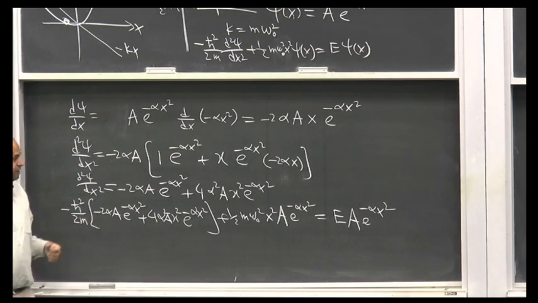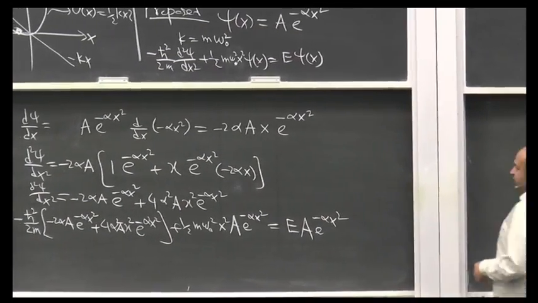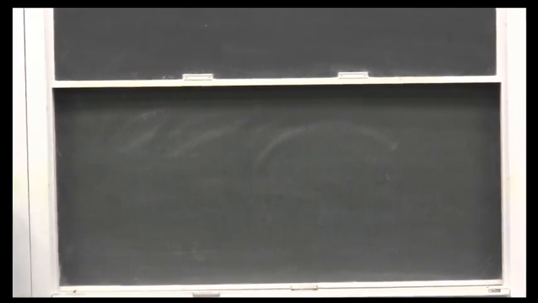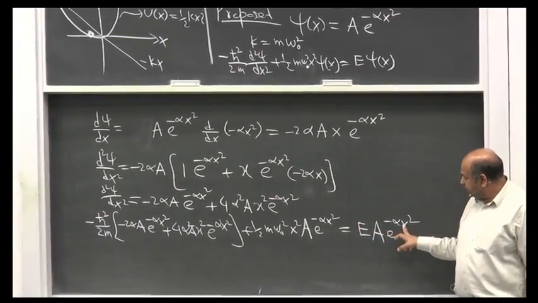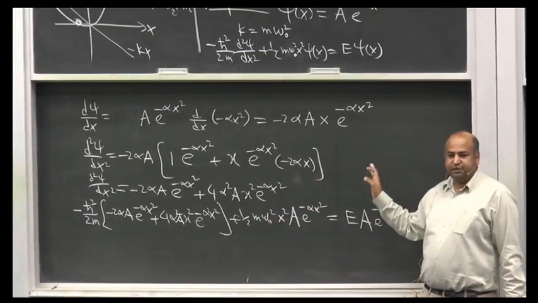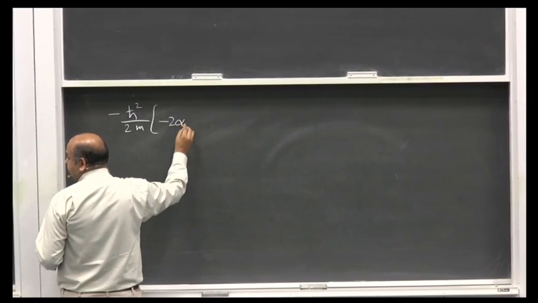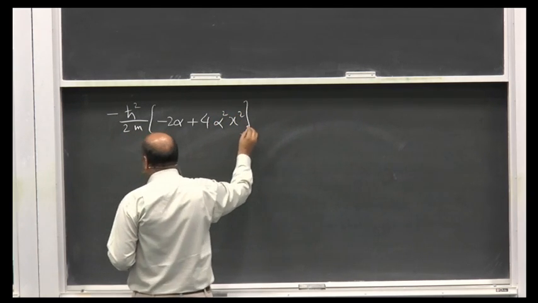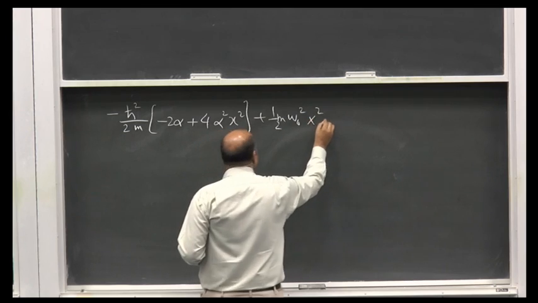अब इसमें देखें हमारे पास टर्म जो आ रही है, उसमें मैं इस तरह करता हूं कि x स्क्वायर वाले टर्म्स अलग कर लेता हूं और बगैर x के टर्म्स हम अलग कर लेते हैं. दूसरी चीज एक और भी हमें नजर आ रही है, a into e power minus alpha x square. This is common in every term, so we can simply take it out. So we are left with minus h cut square over 2m minus 2 alpha plus 4 alpha square x square plus half m omega naught square x square is equal to e.